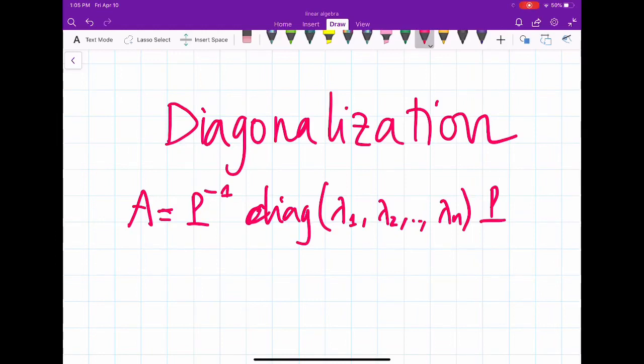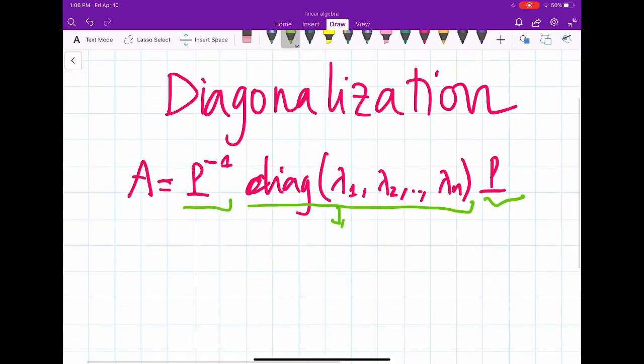Hello. In the previous video, we studied how to find eigenvalues, eigenvectors, and eigenspaces. Today, we discuss diagonalization for a matrix. And we see when a matrix A can be represented in the form P^-1 times a diagonal matrix times P. The diagonal matrix in here contains lambda 1, lambda 2, and so on, lambda n as eigenvalues of matrix A on the main diagonal. All the other entries are 0.